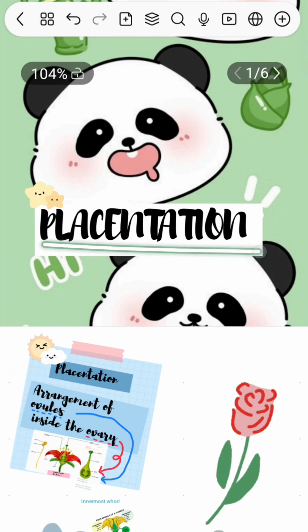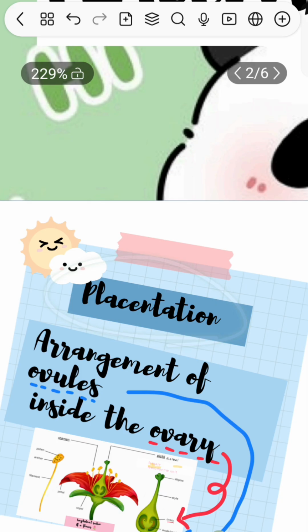So first, let's understand what you mean by placentation. You first remember it like placement of ovules. Where do they get placed? They get placed inside the ovary. So in simpler words, the arrangement of ovules inside the ovary is called placentation.